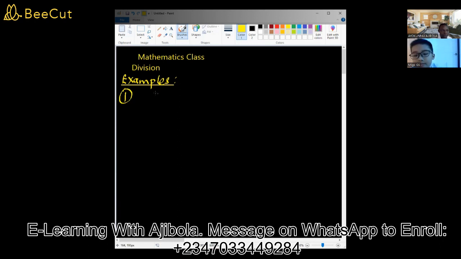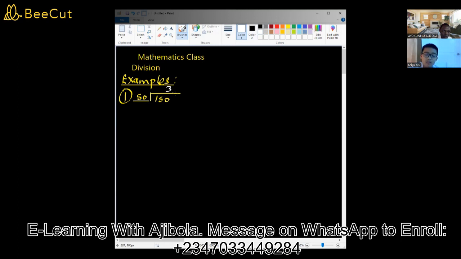So now let's look at the first question here, okay? We want to divide 150 by 50. We have something like this. Then this is 150 divided by 50. So we will say how many 50 is in 1? It cannot go, okay? Is that clear? So how many 50 is in 15? It can't go still. Then how many 50 is in 150?